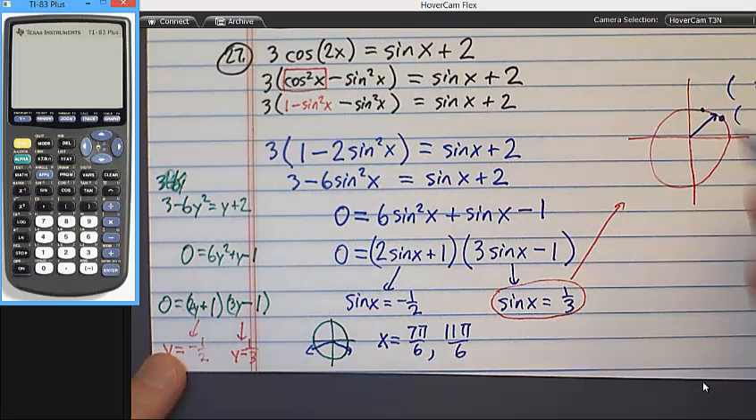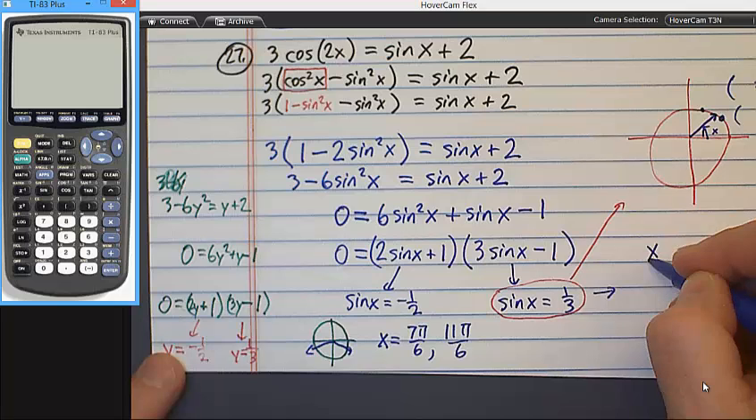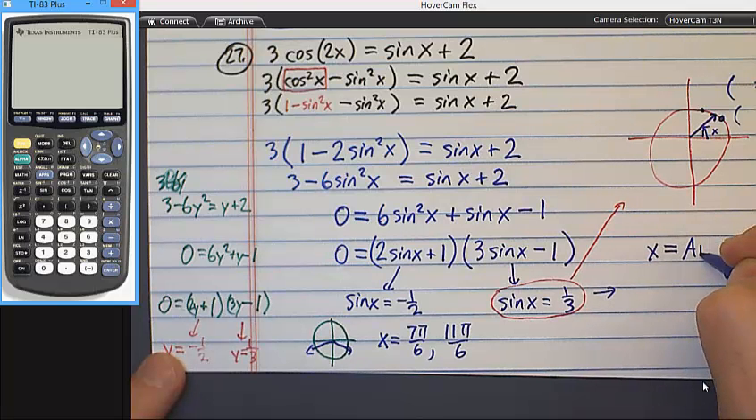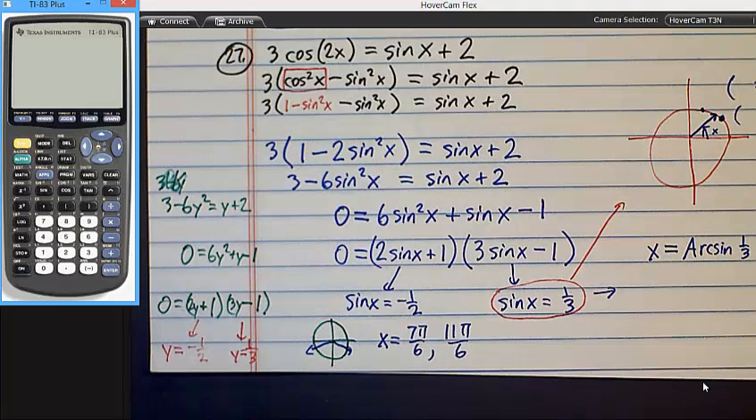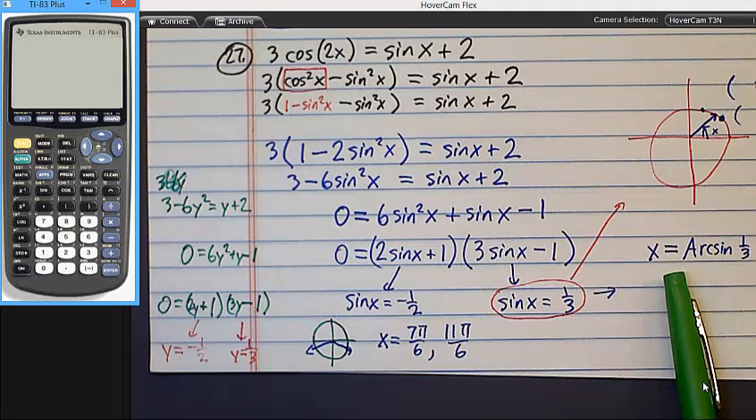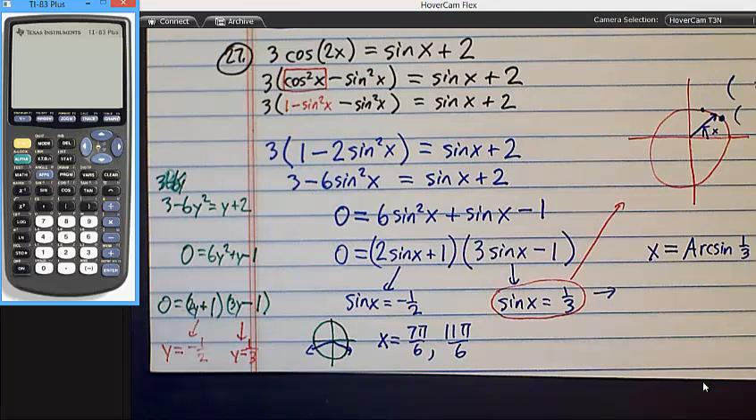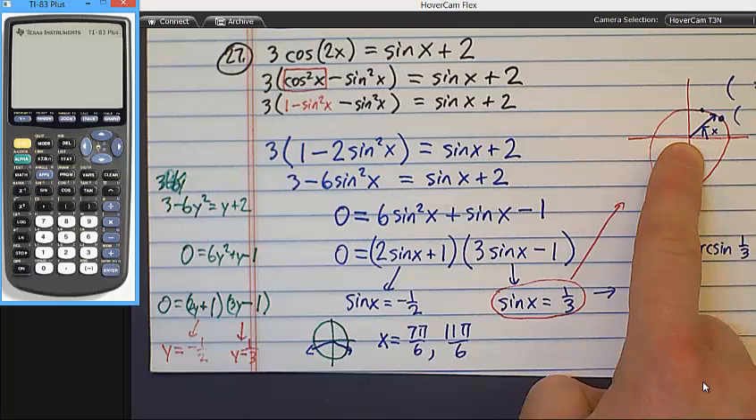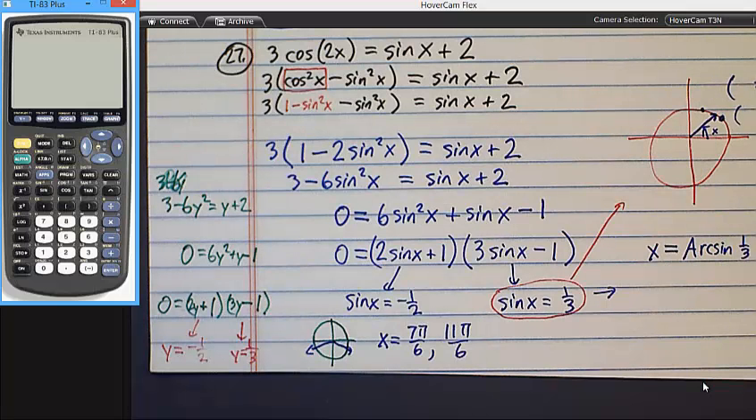Okay? So the question is, what value of x would that be? Well, one of them I can get by saying x equals the arcsine of 1/3. And that's that one. Right? If the sine of x is equal to 1/3, one of the angles where that happens is when x is the arcsine of 1/3. And that'll be in quadrant 1. So talk to the person next to you about where is the other place that the sine will equal positive 1/3. Which quadrant are you going to be in?